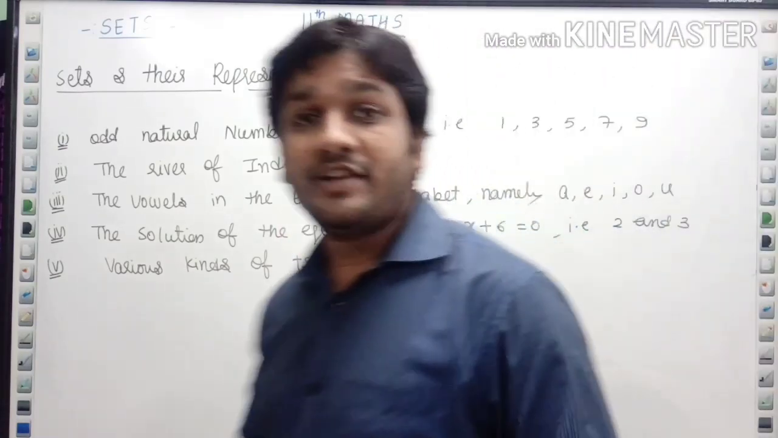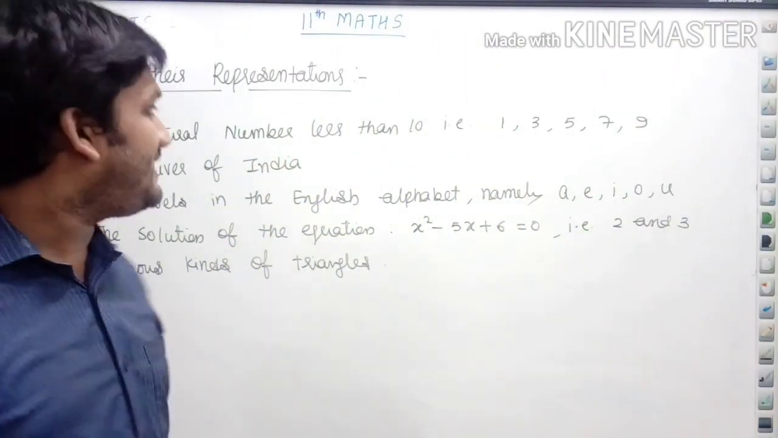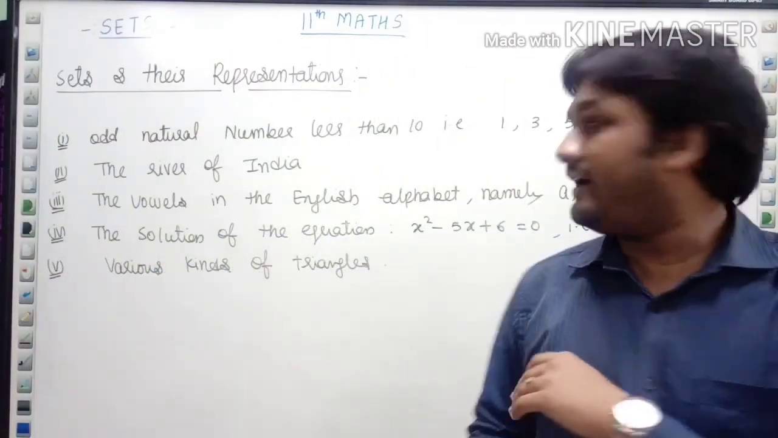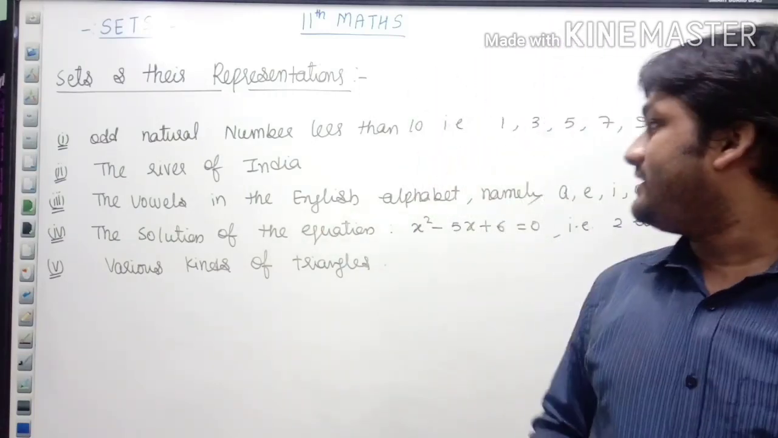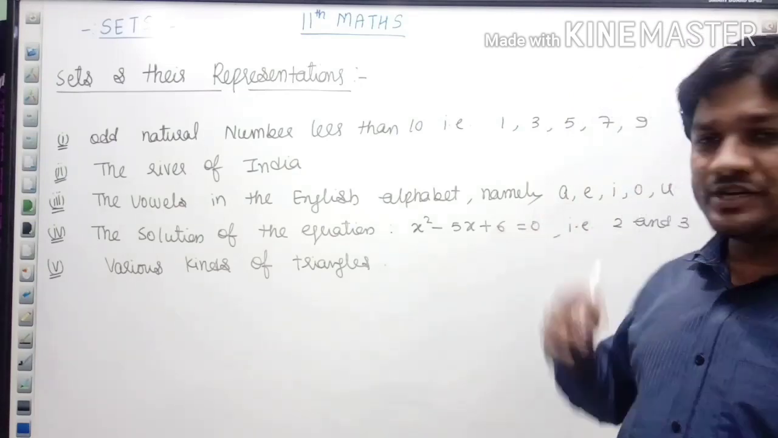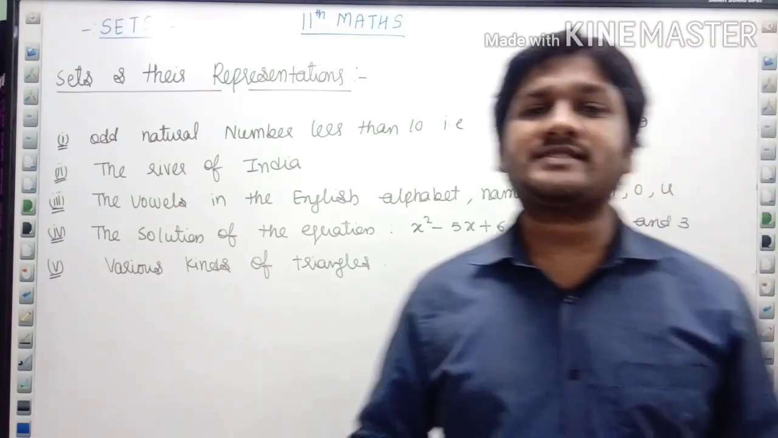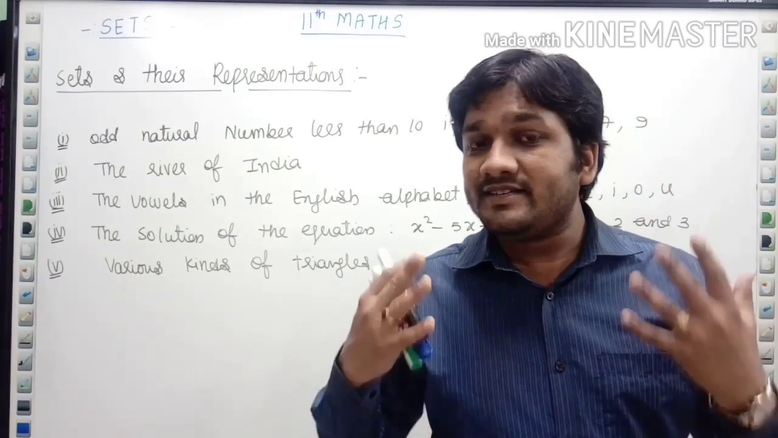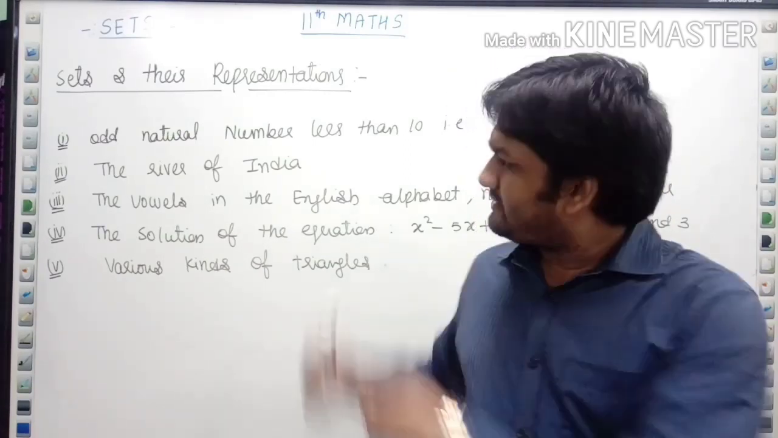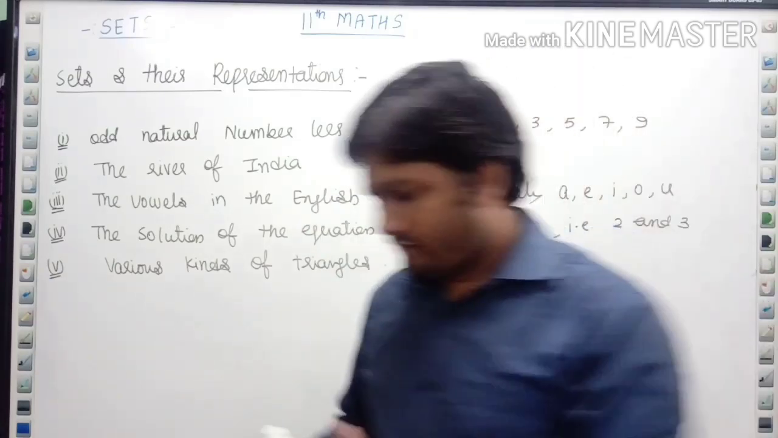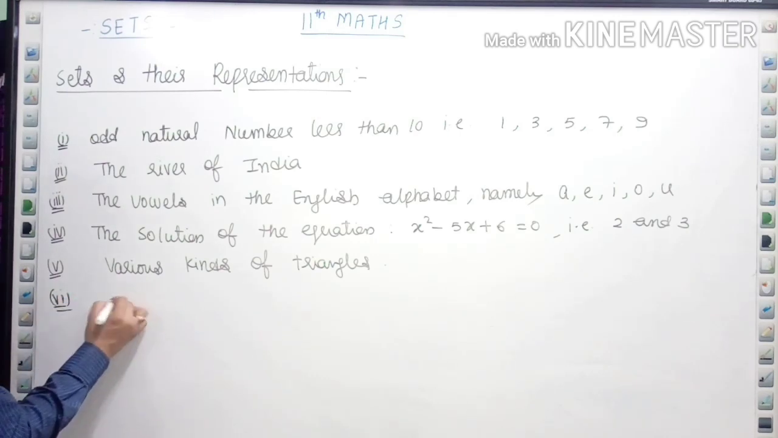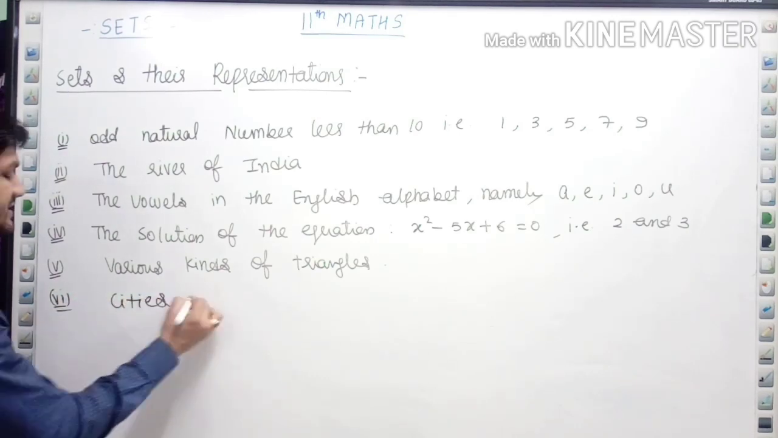First is the collection of odd natural numbers less than 10, that is 1, 3, 5, 7, 9. Second is the rivers of India. Third, vowels in the English alphabet. Fourth, solutions of an equation. The equation is given. And the fifth is various kinds of triangles. By taking these examples, we want to understand what we mean by sets. Just observe all the 5 examples. One more example I am writing here: cities in India.